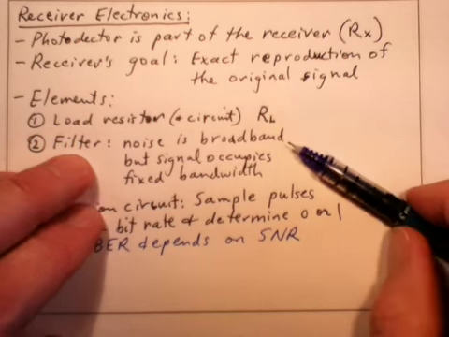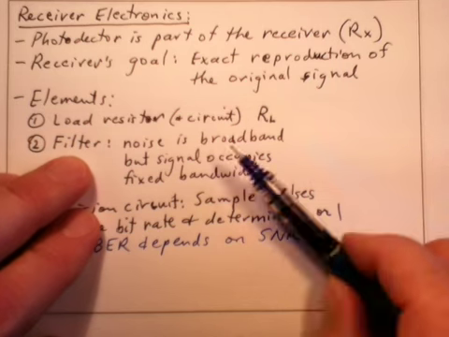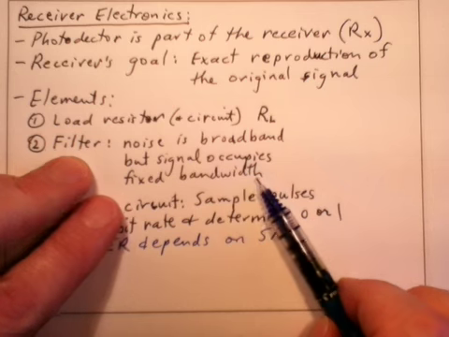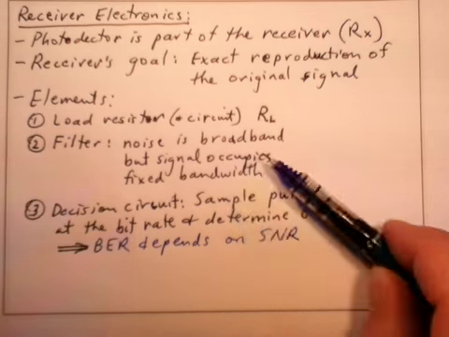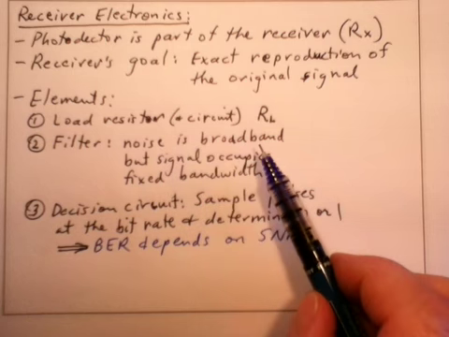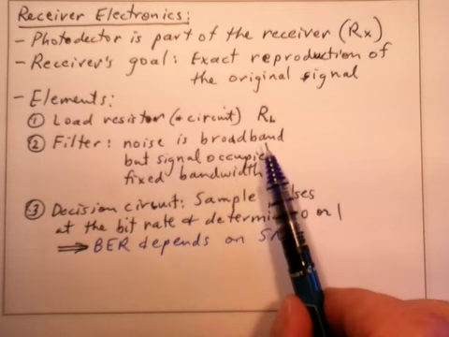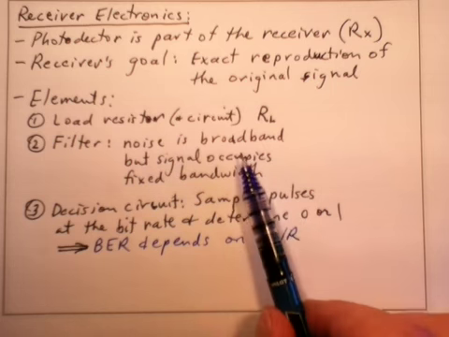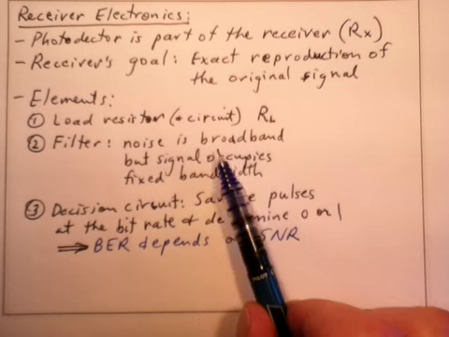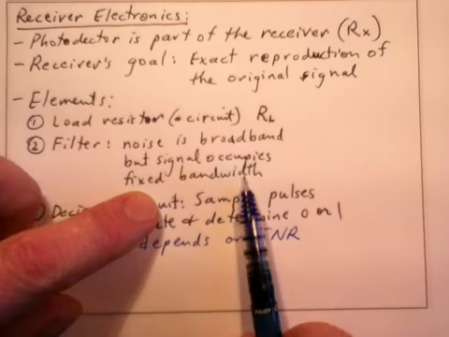We also need to filter the signal. Our signal occupies some fixed bandwidth in the carrier. However, the noise that we're seeing at the receiver, due to a variety of factors, and we'll look at these in chapter 11, is generally broadband. That is, it's white noise. It's covering all frequencies. And so if you detect all of that noise, you're detecting a lot more noise than you have to, because any noise which is out of the bandwidth of the signal could be filtered out.